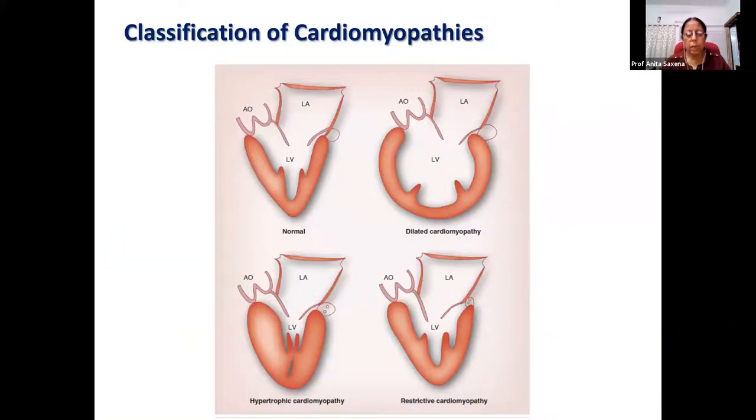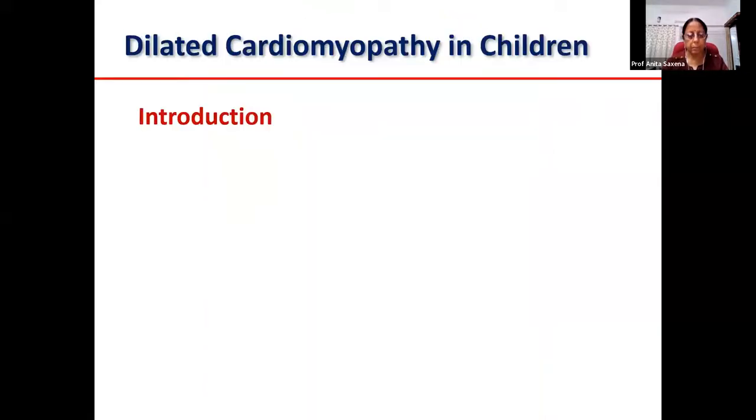So as we all know, there are three kinds of cardiomyopathies. The most common one is, of course, dilated cardiomyopathy. But we also have hypertrophic cardiomyopathy and restrictive cardiomyopathy. The major difference is that in dilated cardiomyopathy, we have a dilated dysfunctional left ventricle, which has poor contractility, and that is how the hemodynamics are affected. So we're going to talk about DCM, or dilated cardiomyopathy, today.